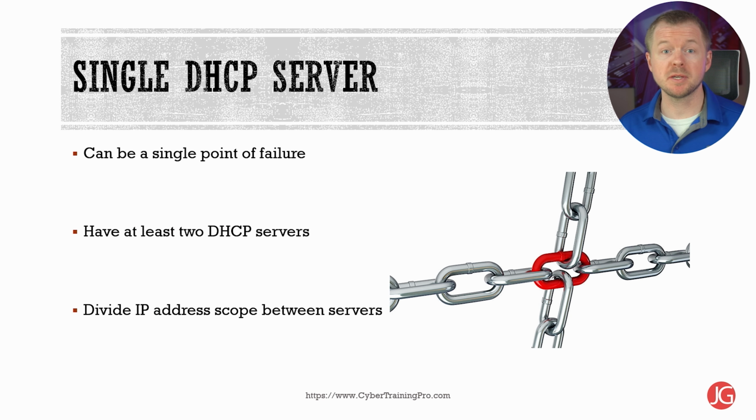Having a single DHCP server can present a single point of failure with DHCP. Ideally, you want to have at least 2 DHCP servers, so that if one goes down, clients can still get IP addresses. A good idea is to divide the IP address scope evenly between the 2 different servers. This is pretty common in larger networks like enterprise-sized networks.